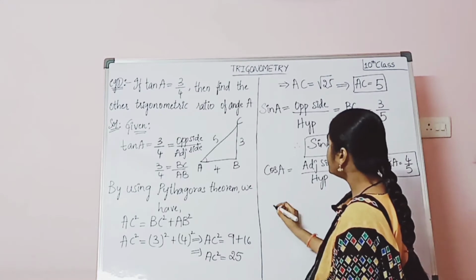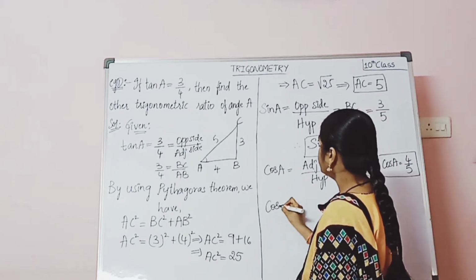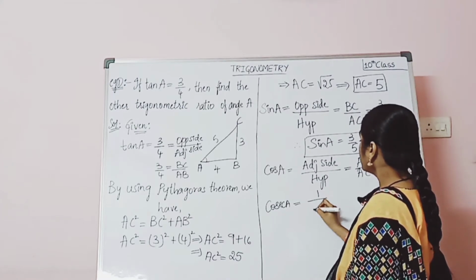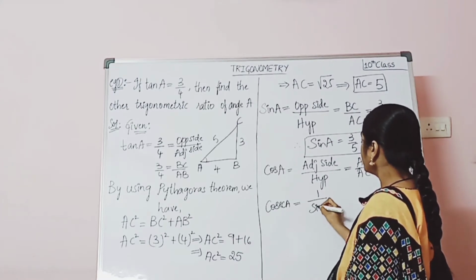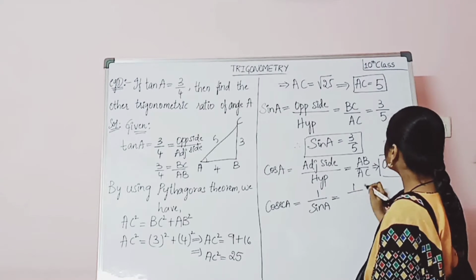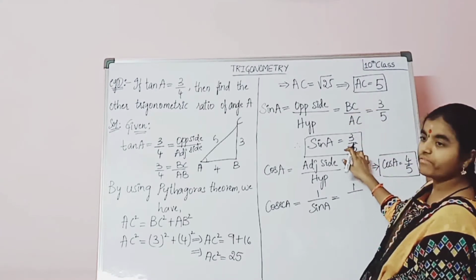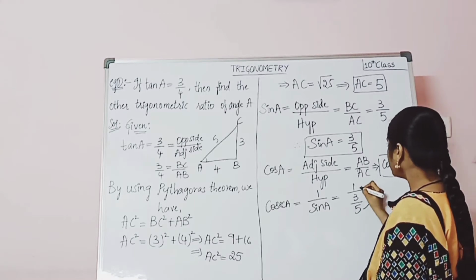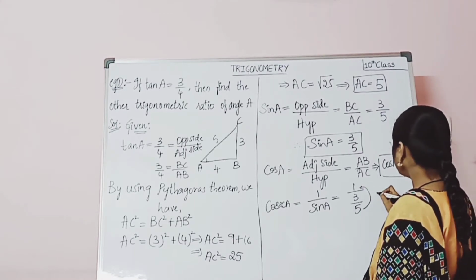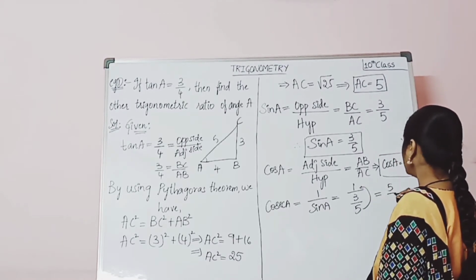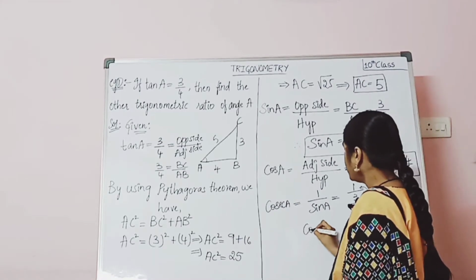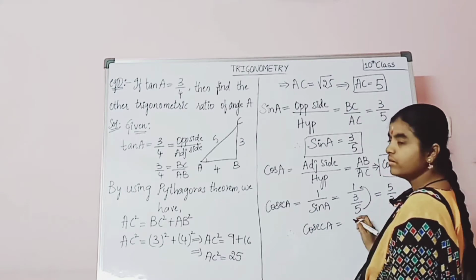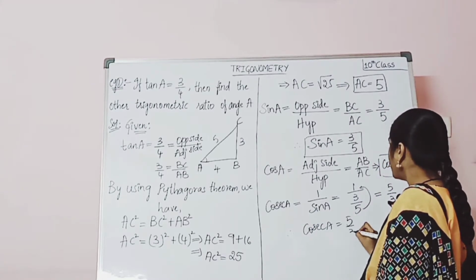Now tan A is already given. Next we have to find cosecant A. Cosecant A means, what is the formula? 1 by sin A. That equals 1 by, what is the value of sin A? 3/5. So now this 5 goes upside, and we will get 5/3. Therefore cosecant A equals 5/3.